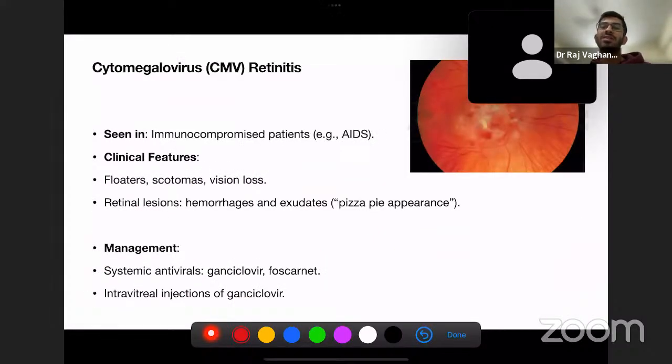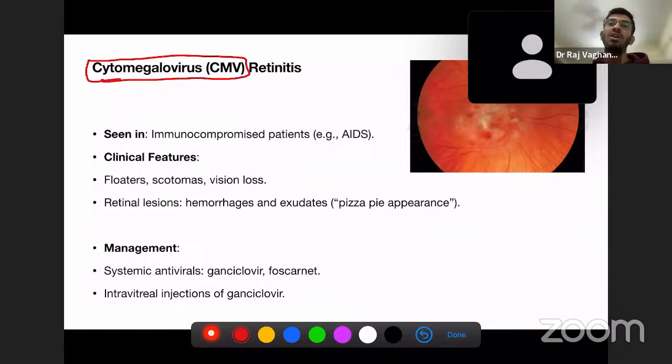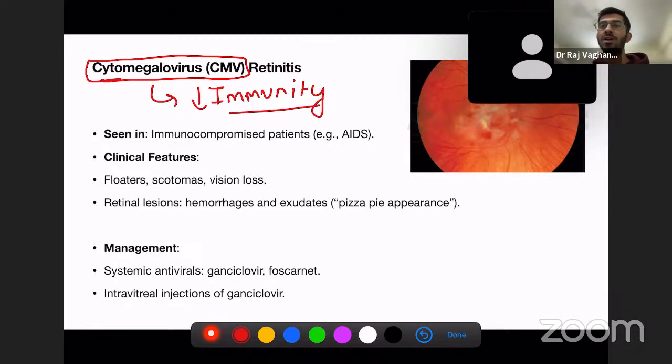Now, CMV retinitis, cytomegalovirus. Always remember that whenever you hear the name of this virus, it always has something to do with decreased immunity. For example, in HIV, if you acquire AIDS, the full form of AIDS is acquired immunodeficiency syndrome. It is an acquired disease where there is immunodeficiency of the patient, so the patient becomes immunocompromised.